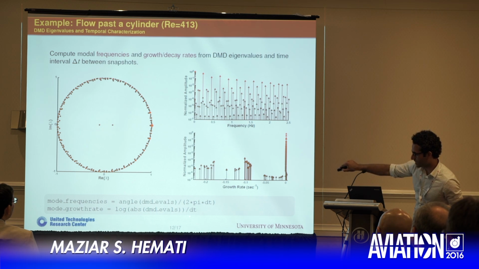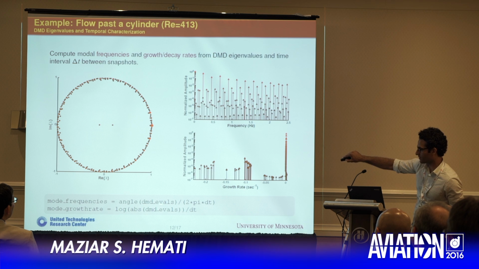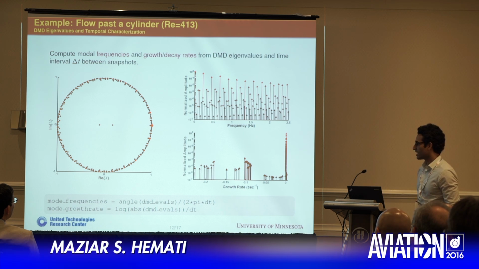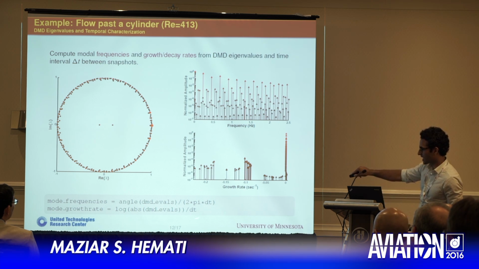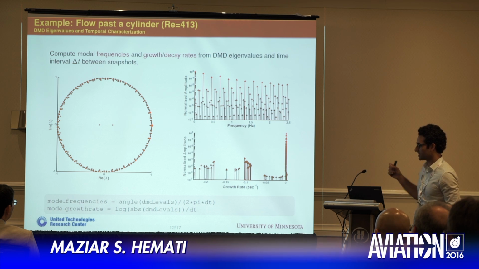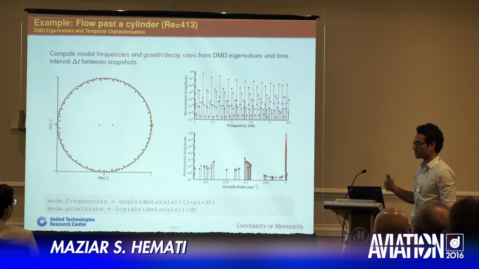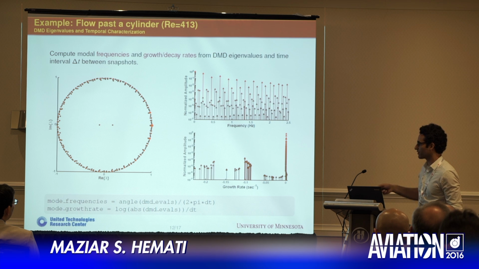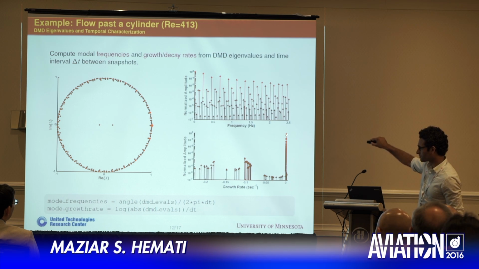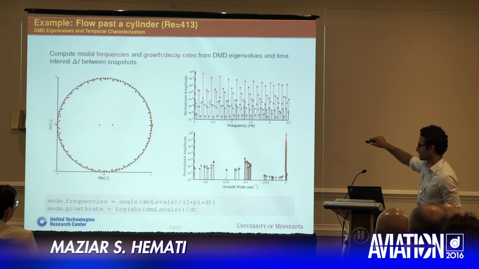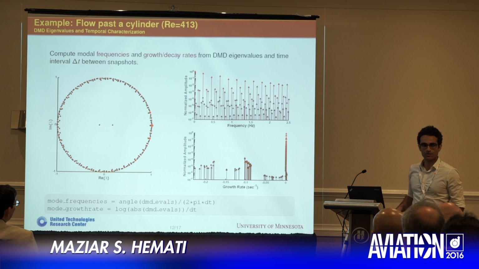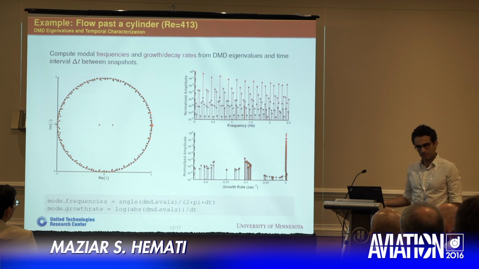Okay, and so this is how you get your growth rates. You just take the log of the absolute value of your DMD eigenvalues divided by the time increment, dt, which is the time increment between snapshots, right, their sampling rate. And I'm plotting those now. So growth rate, again, normalized by amplitude. And we see all of our dominant modes are essentially at 0 growth or decay rate, at least for this flow, which is expected.